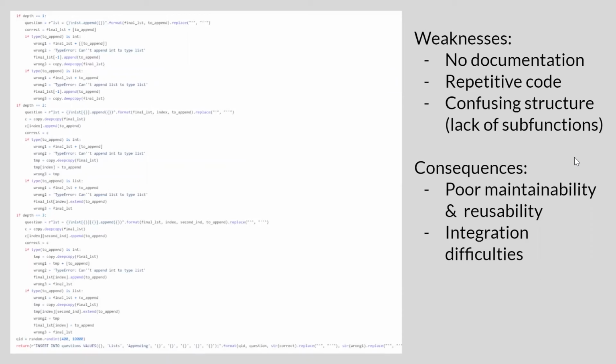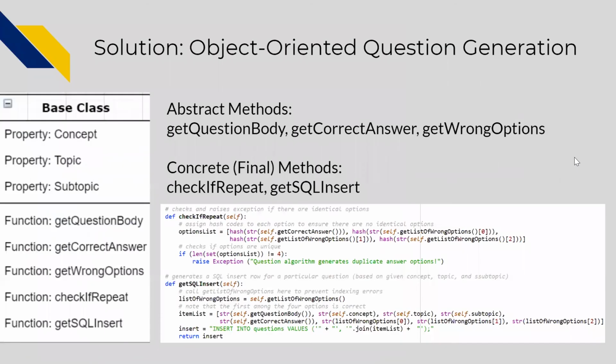And it's also hard to integrate for new team members who will work on adding new concepts and question types in the future if CS 101 expands or changes its curriculum, or even expanding the entire app to beyond CS 101 students. So the solution that we came up with is to design a new object-oriented question generation code base.